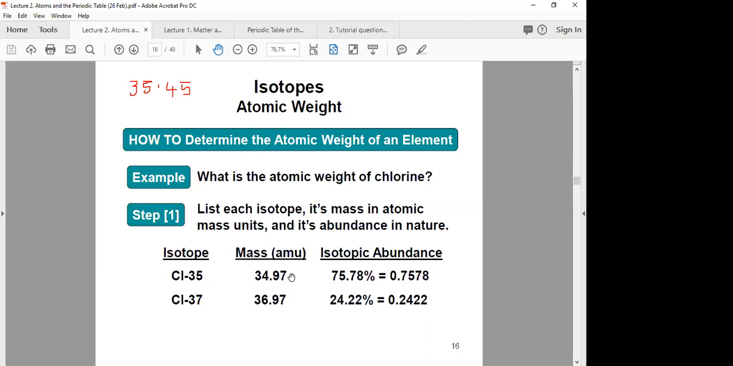So an atom of chlorine-35 has this mass, 34.97. Chlorine-37 has this mass here. So you can see one smaller than 35, one larger than 35. Then you would need to know the isotopic abundance of each. Chlorine-35 is the more abundant. Chlorine-37 is less abundant. Those percentages are converted, as you can see here.